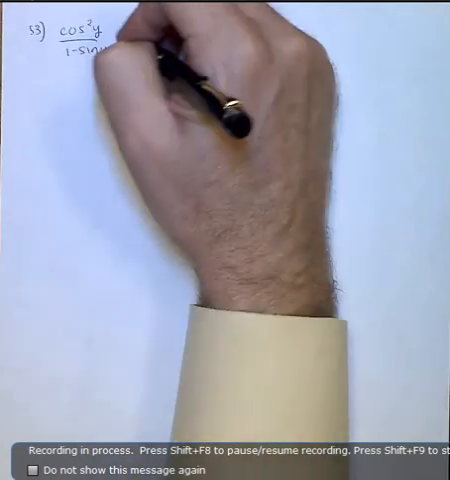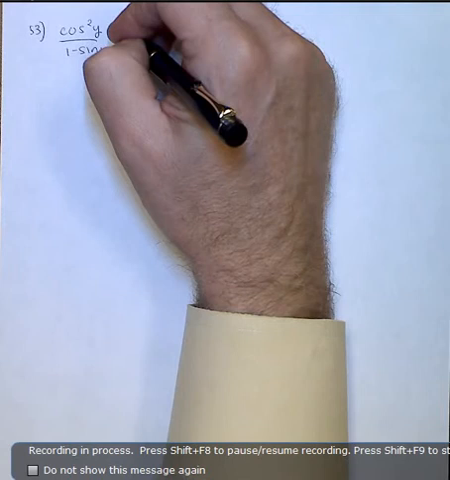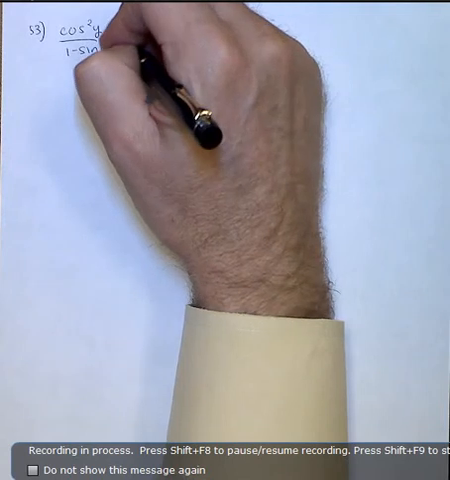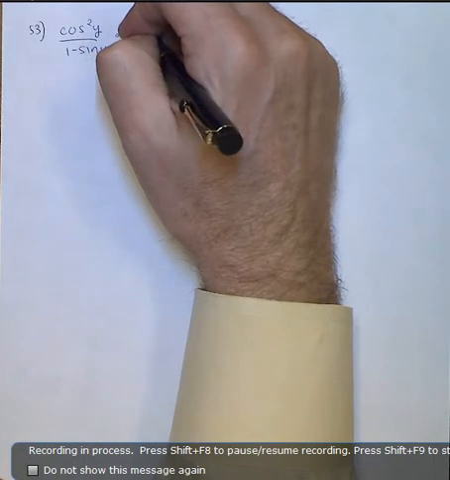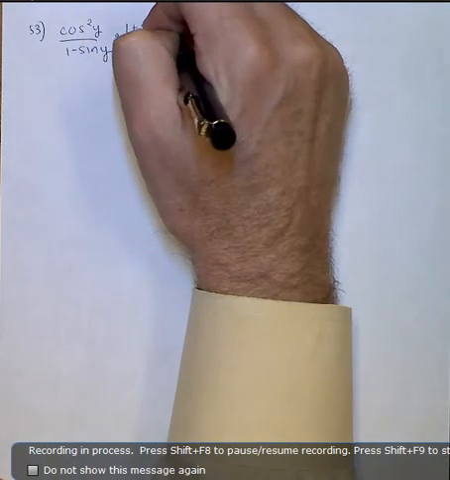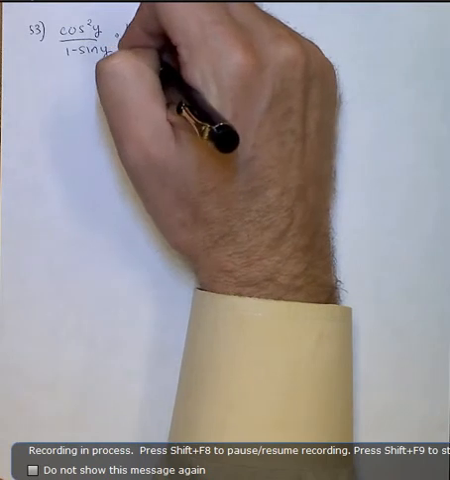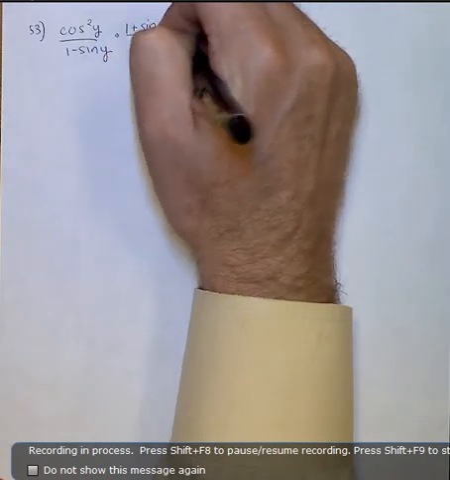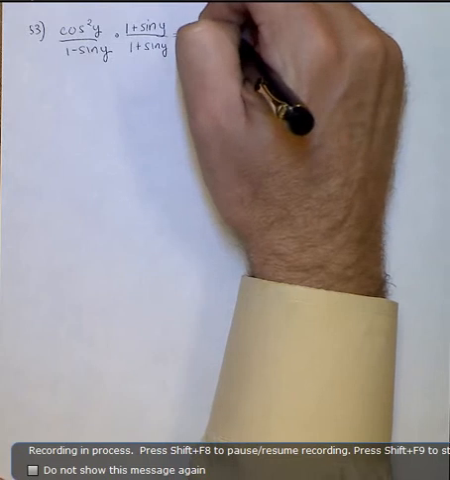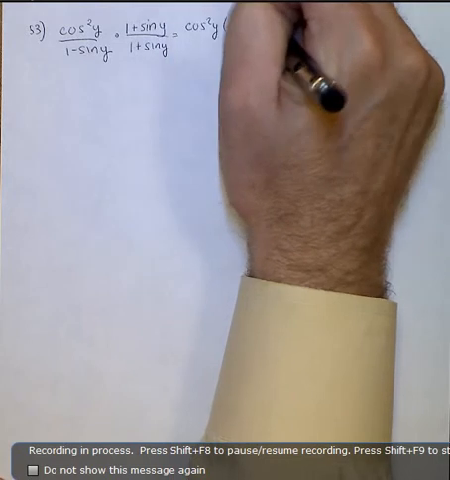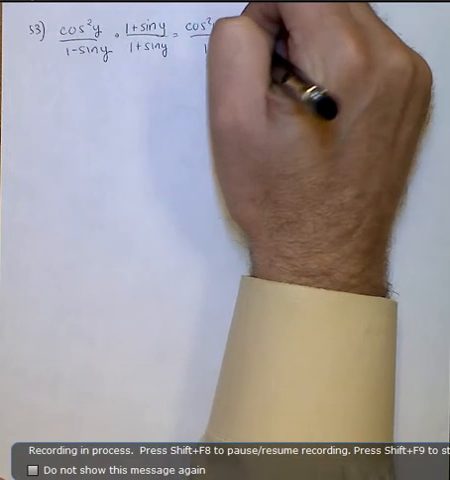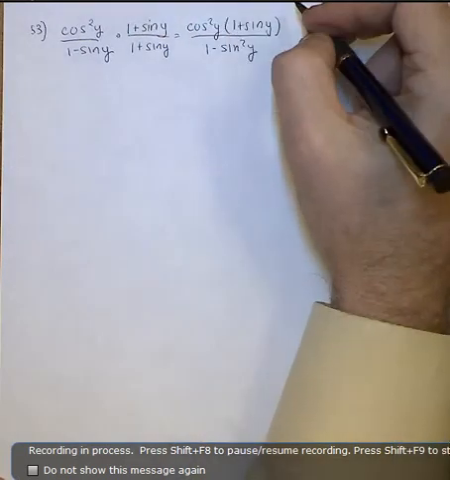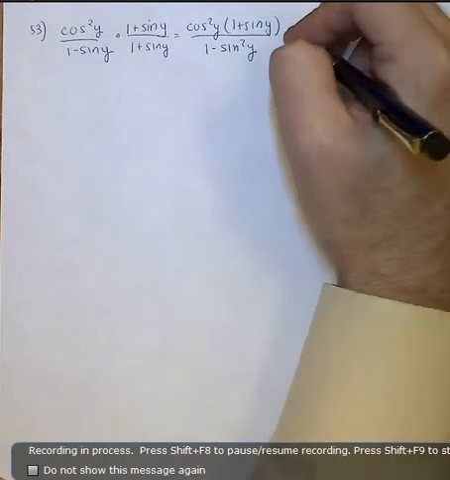So we look at cosine squared y over 1 minus sine y, and what we can do here is multiply the numerator and the denominator by the conjugate, 1 plus sine y over 1 plus sine y. When we do that, we get cosine squared y times 1 plus sine y all over 1 minus sine squared y. The denominator, 1 minus sine y times 1 plus sine y, becomes 1 minus sine squared y.